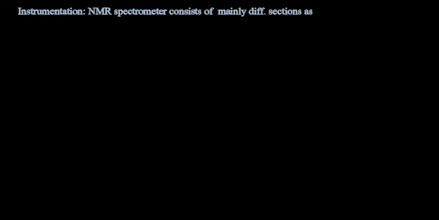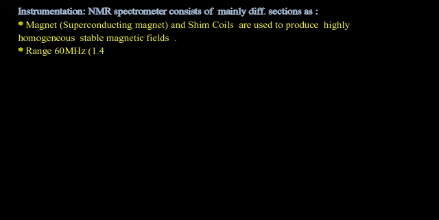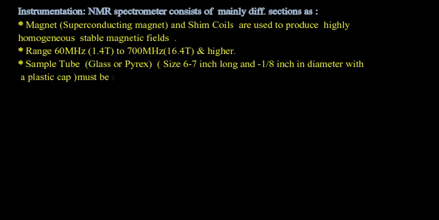In the instrumentation part, generally magnets, superconducting magnets, and shim coils are used to produce highly homogeneous, stable magnetic fields, ranging from 60 MHz, that is 1.4 T, to 700 MHz, that is 16.4 T, and higher. The sample tube may be of glass or Pyrex, 6 to 7 inches long and roughly 1/8 inch in diameter with a plastic cap, and it must be transparent to RF radiation, durable, and chemically inert.